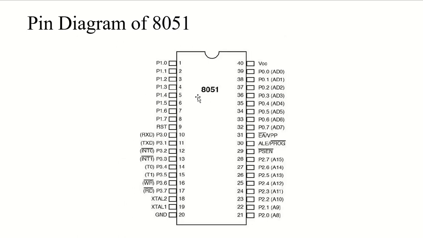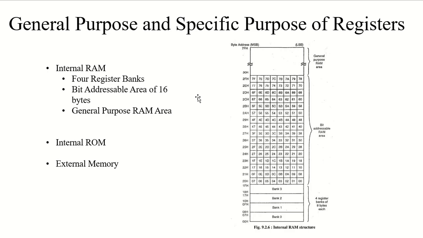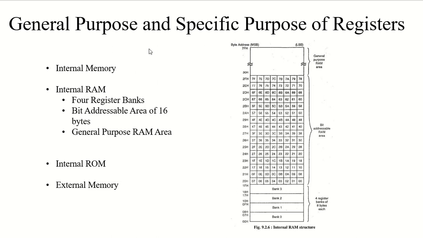Now moving forward, let's see the general purpose and specific purpose registers, which we have discussed earlier, but this time I want to discuss it in detail, right? When we were discussing the architectural block diagram, we only took a small glimpse of it. So this time we are going to discuss it in detail. So let's start from general purpose and specific purpose registers.